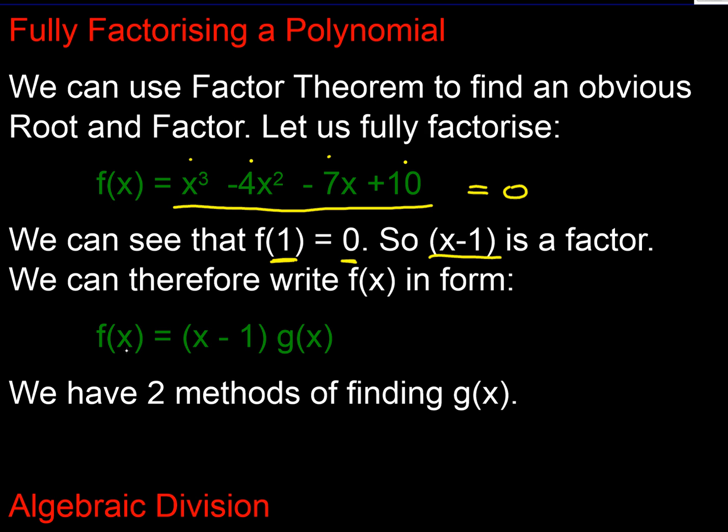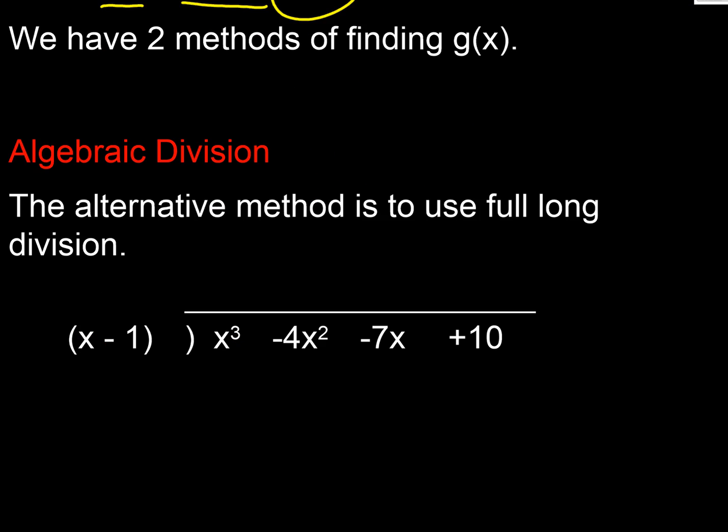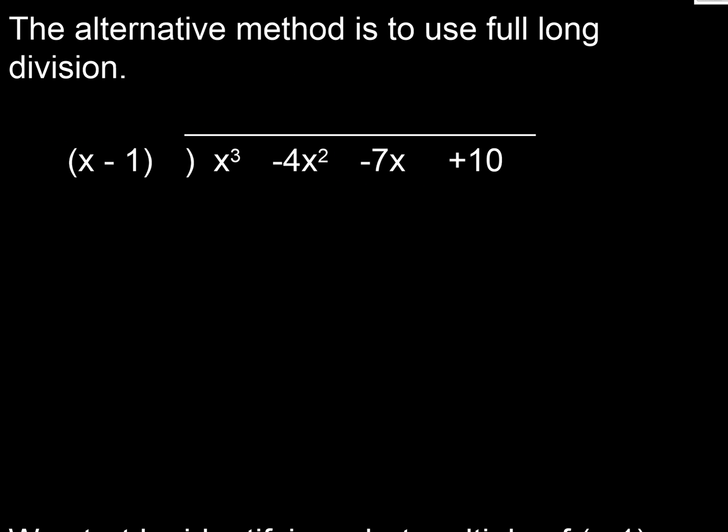So what we've proved is that this function can be broken down into this linear factor, x minus 1, times g of x, which is some other function which has got all the other parts of this in. It could be multiple brackets. And what we're going to do now is use this method, the algebraic division, to find what g of x is. Okay, algebraic division, well, it looks just like long division.